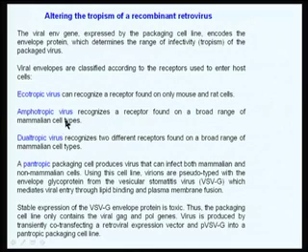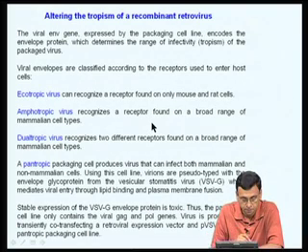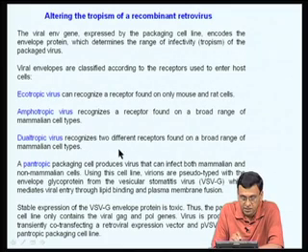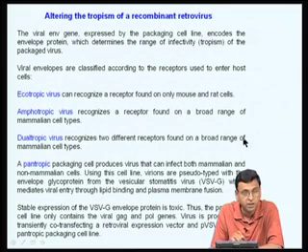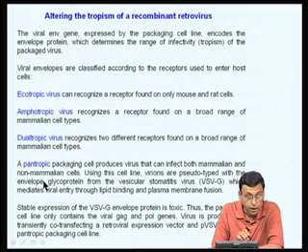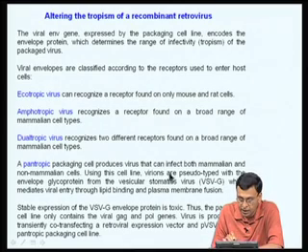Whereas amphotropic viruses recognize the receptors found on both murine as well as human cells, so they can infect both human as well as murine cells. Dual tropic viruses recognize two different receptors found on a broad range of mammalian cell types. A pantropic packaging cell line, this is very important, produces a virus that can infect both mammalian and non-mammalian cells.